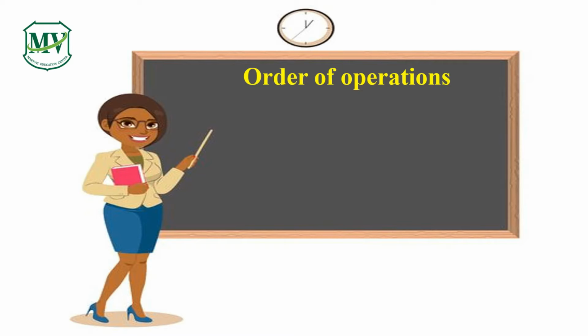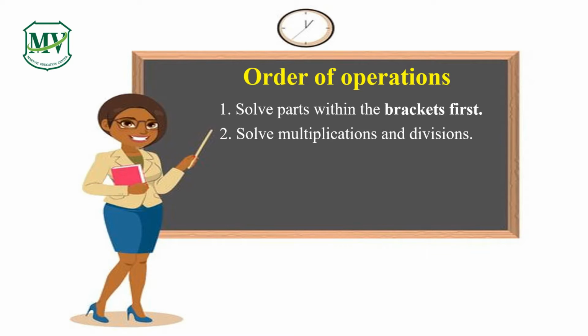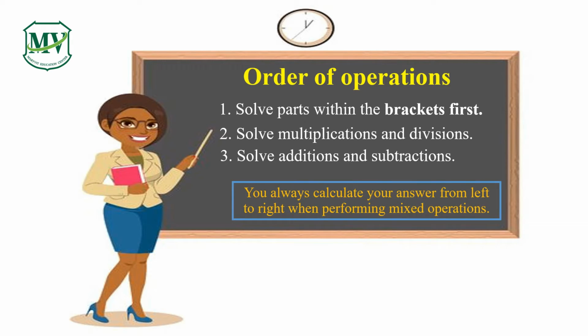This is the order of operation or the PEMDAS rule. First thing to do is to solve parts within the brackets first. Second, solve multiplications and divisions. And lastly, solve additions and subtractions. Remember, you always calculate your answer from left to right when performing mixed operations.